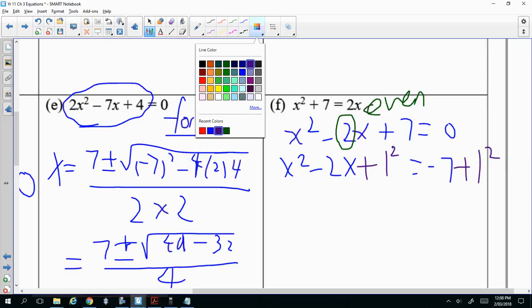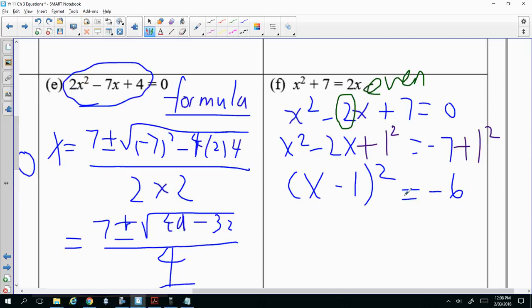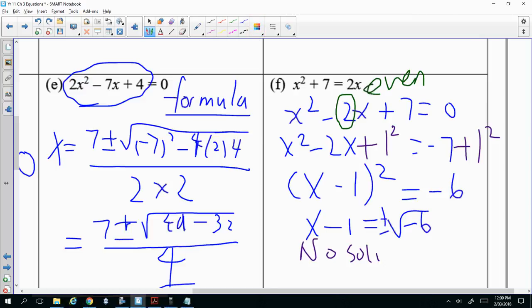Can you see it's shorter than the formula? Because when it's even, there's no fraction involved. So it's shorter than the formula. But there's a problem there. I cannot square root negative, right? And what can you conclude immediately? There is no solution. So remember, when the coefficient of x is even, you can use the completing square. It can be very quick. All right, we've got 3 more to do, then we're done.